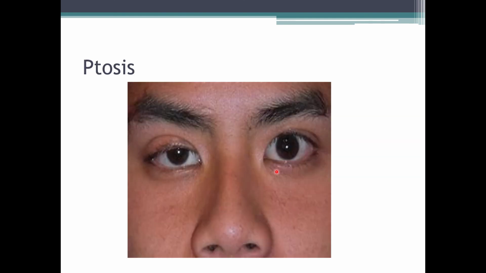Now ptosis. Ptosis is what? It is weakness of the levator palpebrae superioris. If the levator palpebrae superioris is weakened, it will lead to drooping of the eyelid, and drooping of the eyelid is known as ptosis.